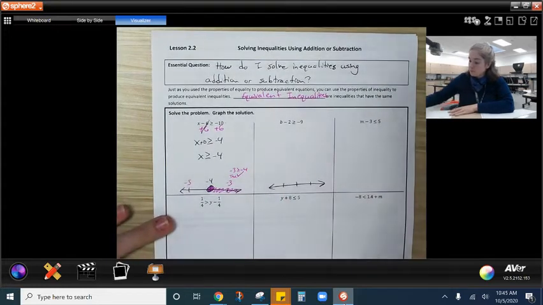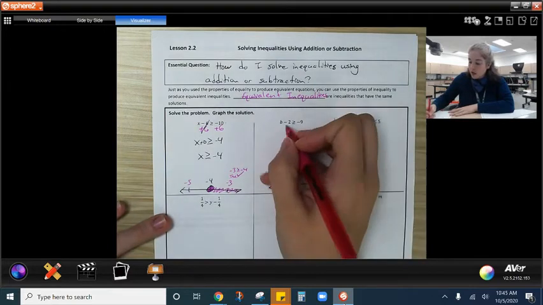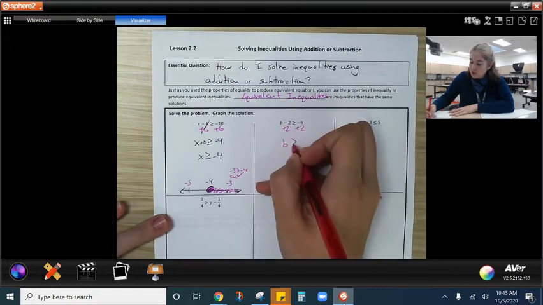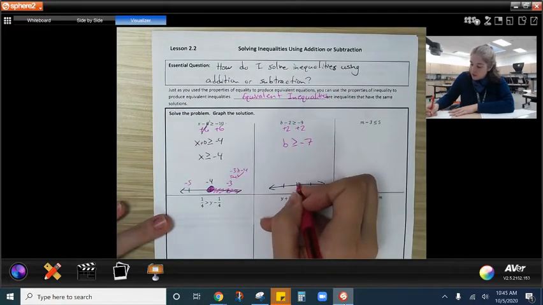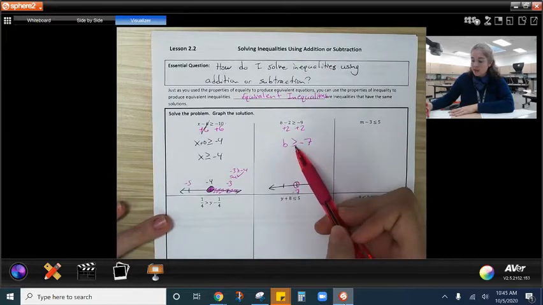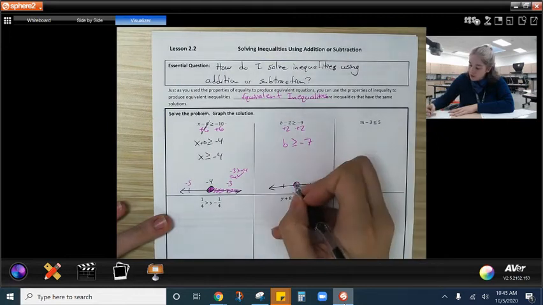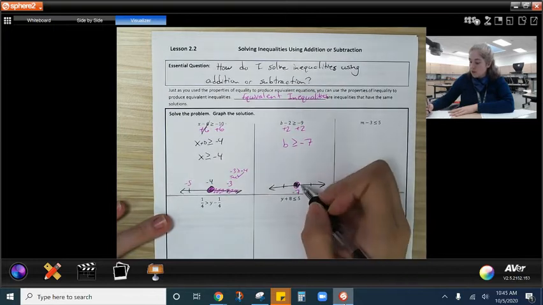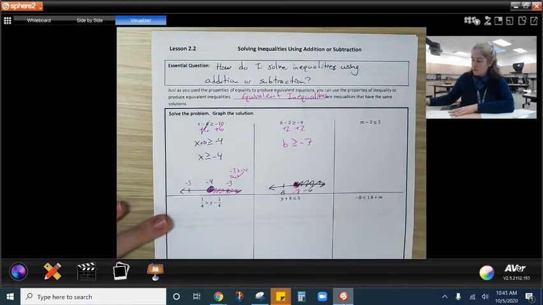So let's solve this one now. We have b minus 2 is greater than or equal to negative 9. Opposite of subtract is to add, so I'm going to add 2 on both sides. We have b is greater than or equal to negative 7. That means this guy right here is negative 7. Again, it's got that greater than or equal to. That equal to is what fills in our circle, and we want to shade to the greater side. So it's going to be this direction, which is going to be towards negative 6.